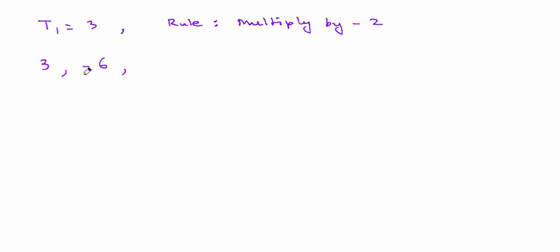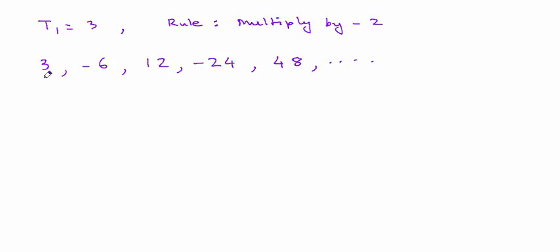Let's do another one. Let's say the first term of a sequence is 3, and the rule this time is multiply by negative 2. So we have the first term as 3, the second term is 3 multiplied by negative 2, that becomes negative 6. The third term is negative 6, the second term, multiplied by negative 2, and that becomes a positive 12. And the fourth term is positive 12 times negative 2, which is negative 24. And then the fifth term is 48, negative 24 times negative 2, and so on.